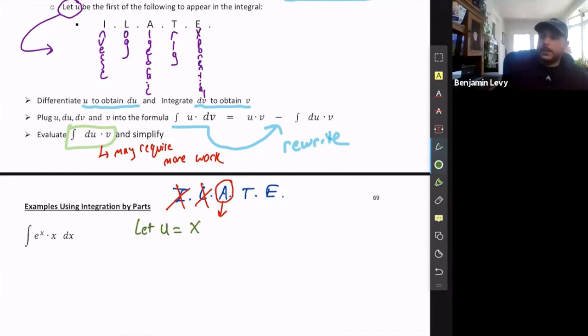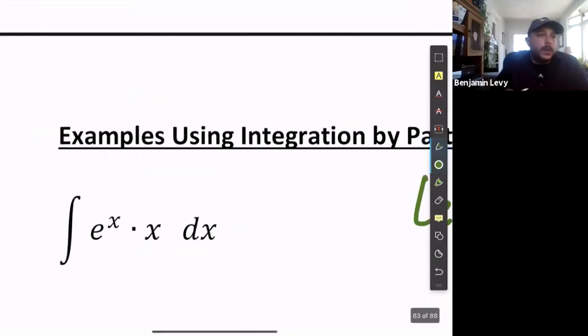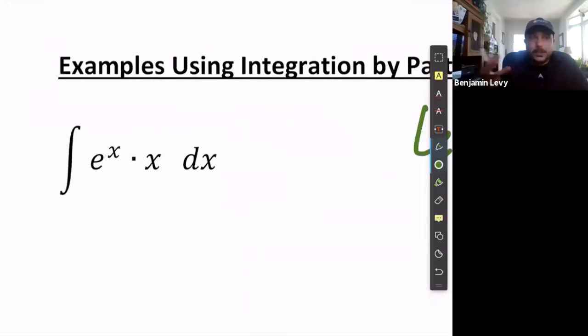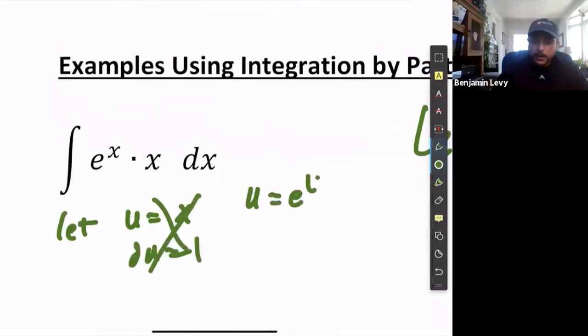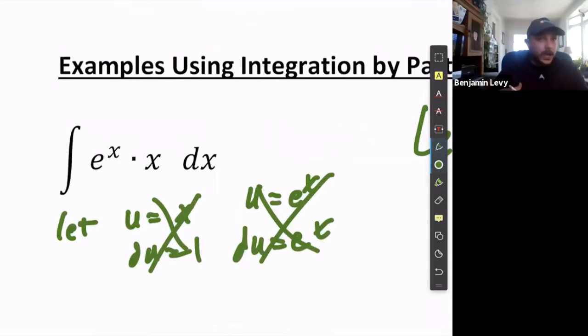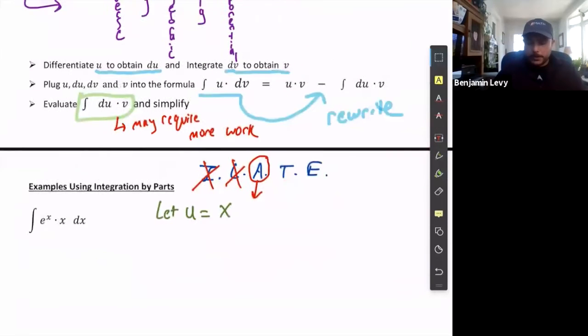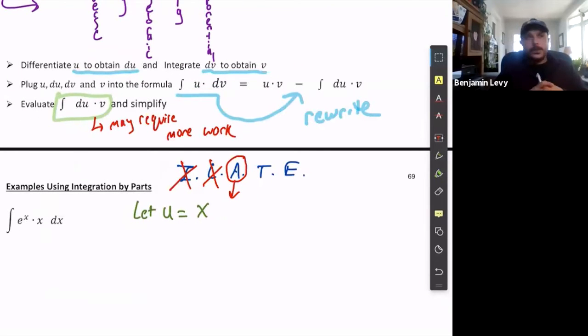I guess I should also mention, I should have always started here. I take this for granted sometimes. I apologize. We don't have a rule to solve this problem, right? e to the x times x is not one of the rules we have, and substitution isn't going to work either, right? If I let u equal x, du equals 1. That's not helpful. If I let u equal e to the x, du is e to the x. That's also not helpful. So substitution doesn't work. It's not one of the rules we have. We need a different method. Sorry, I should have started there. That's why we're using integration by parts. And is it also clear that u should be x?